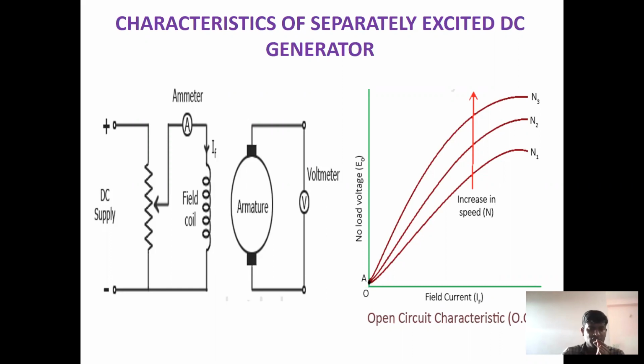From this circuit diagram, you can simply take the voltmeter reading by changing the speed of the armature, and note down the field current values and armature voltage values. Here you can take the graph between the no load voltage and field current. Initially it has some voltage, that is placed at the OA point. So OA has some voltage, which we get due to the residual magnetism under the no load condition.